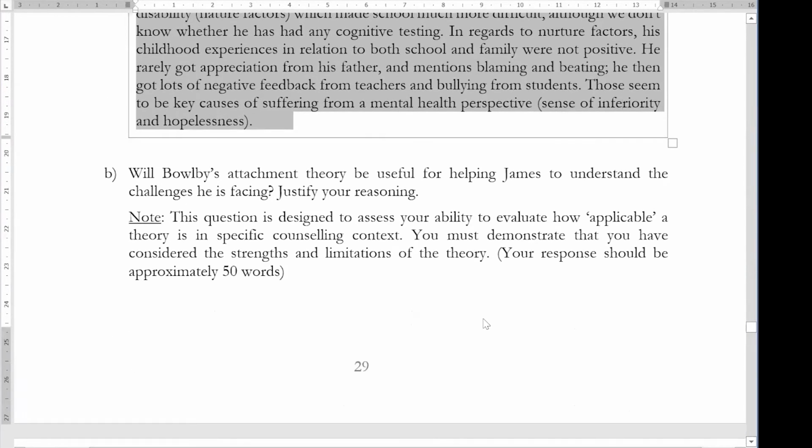Okay, the next. Will Bowlby's attachment theory be useful for helping James to understand the challenges he is facing? Justify your reasoning. This question is designed to assess your ability to evaluate how applicable theory is in a specific counseling context. You must demonstrate that you have considered the strengths and limitations of the theory.